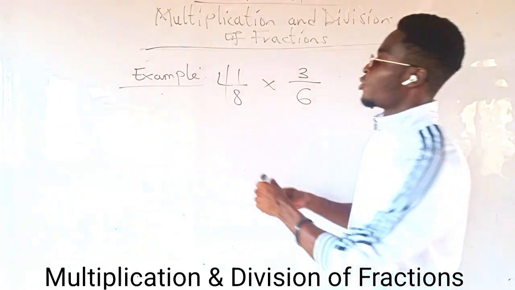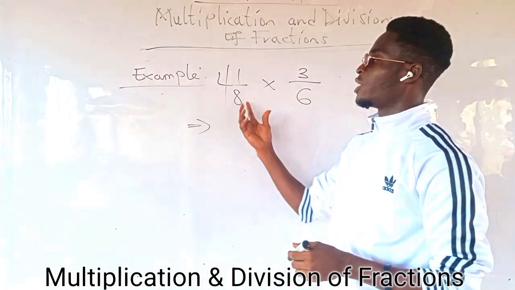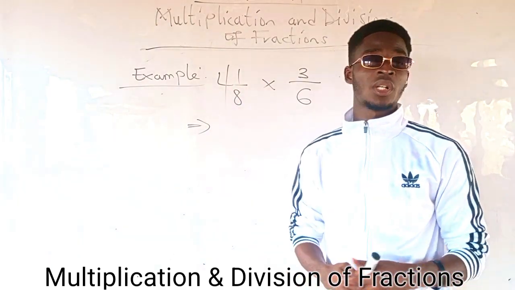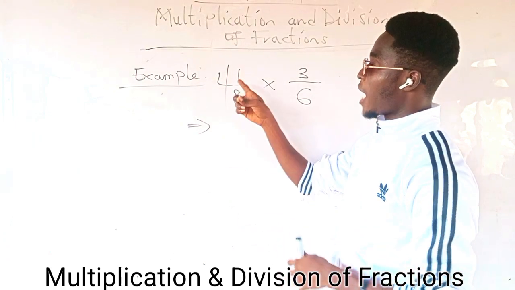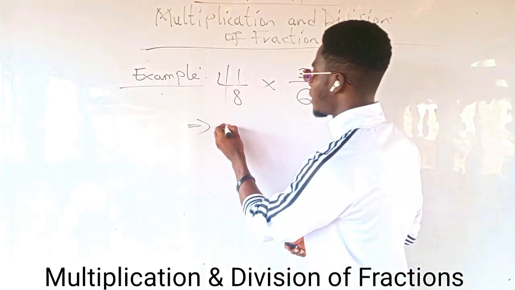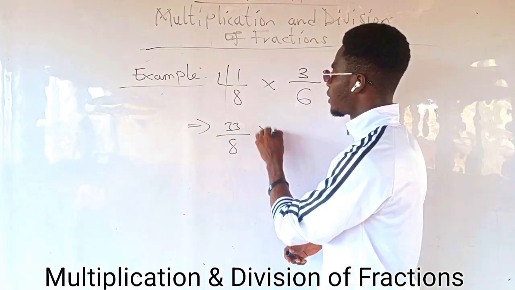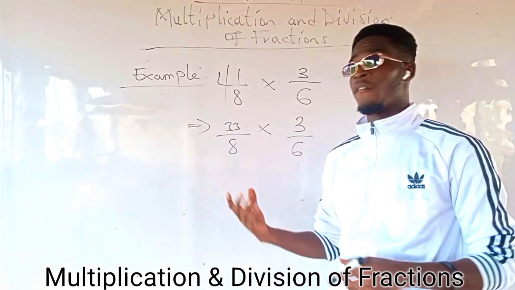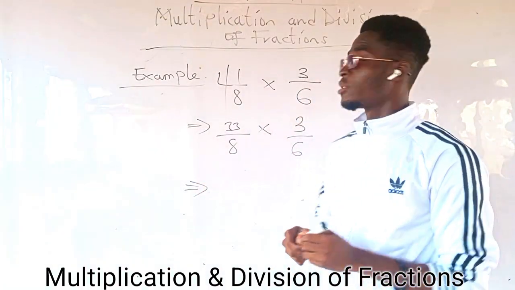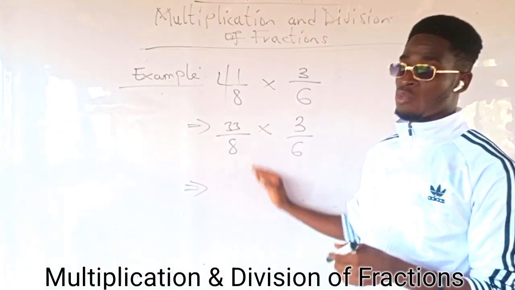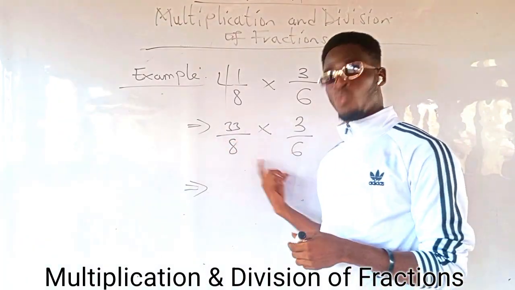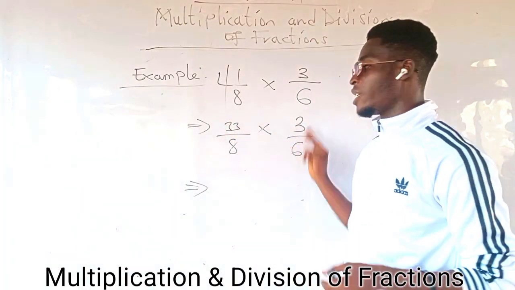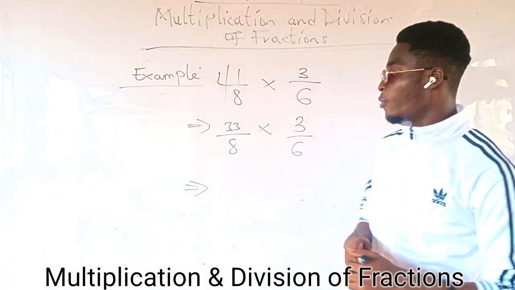Now let's see. To solve this, we need to first of all change this into an improper fraction. So 8 times 4 will give us what? 32. 32 plus 1 will give us 33 divided by 8 times, now we have 3 divided by 6. This is what we have. So we carry on, and then we try to break it down into simple form. But with this question, we can't have any common divisor. There is no number which can divide the diagonals. And so we multiply straight away.